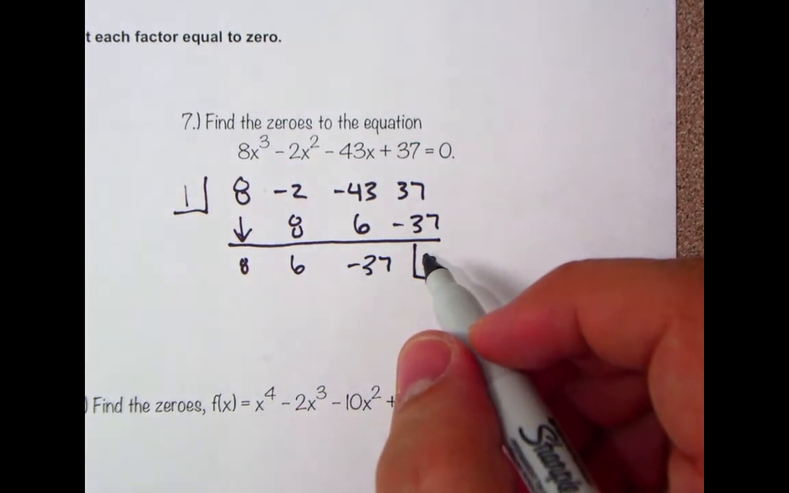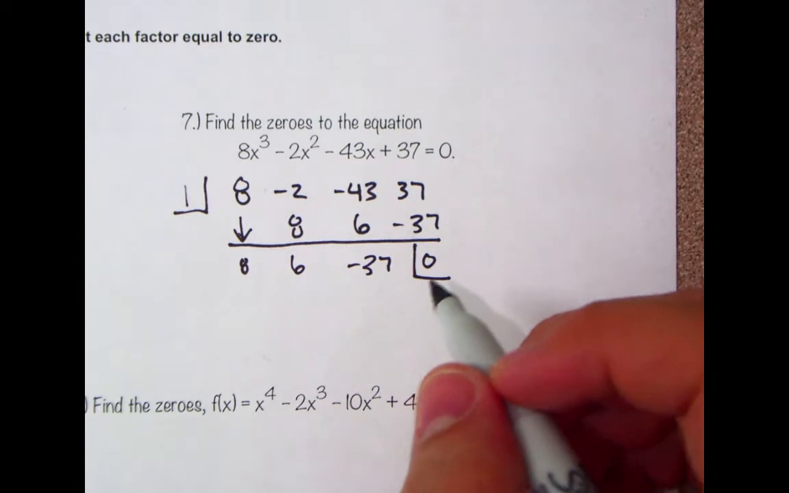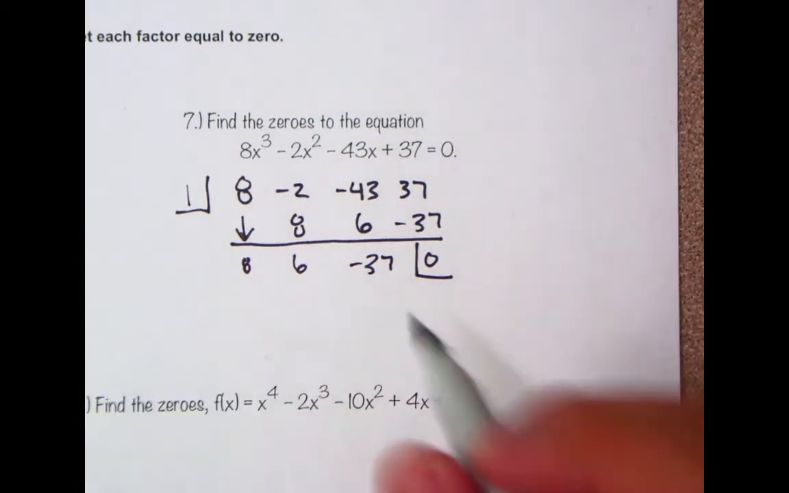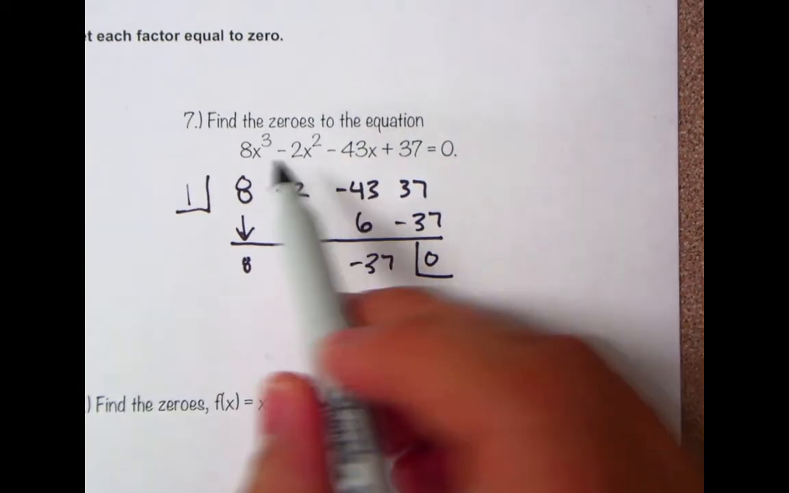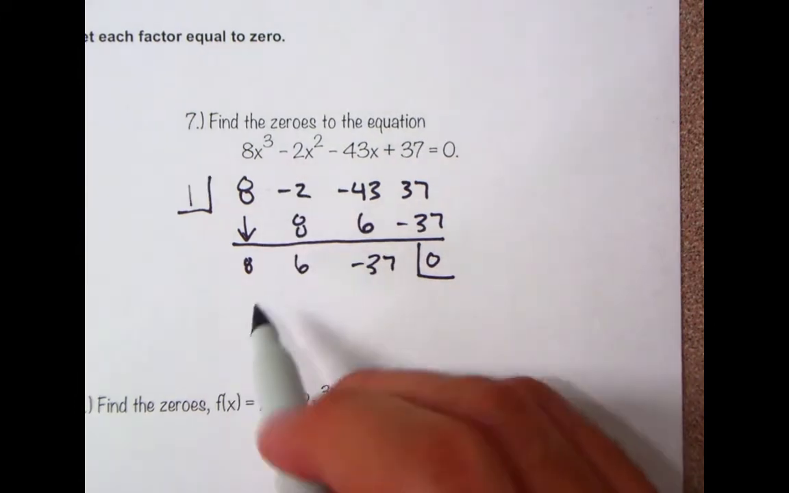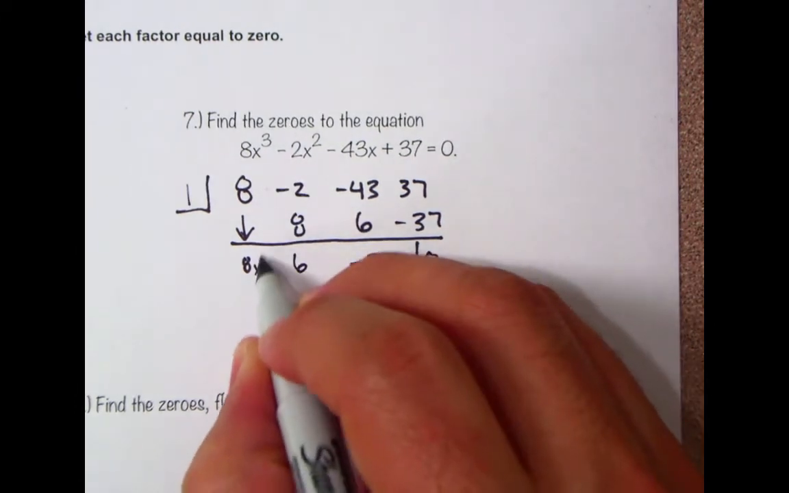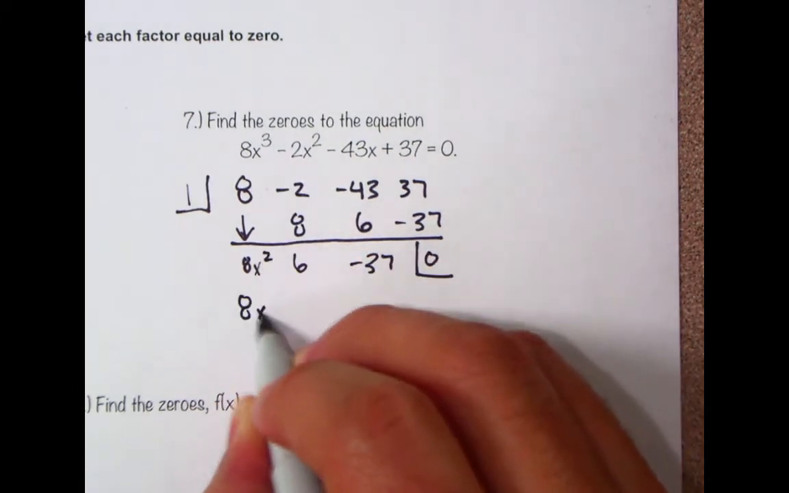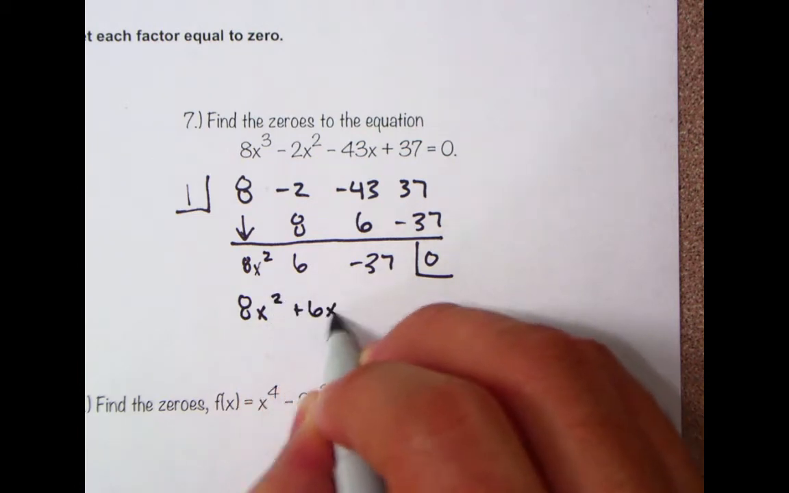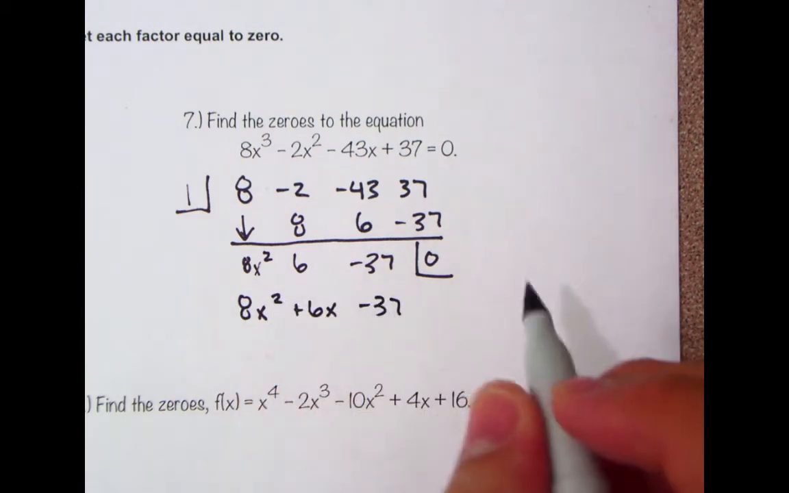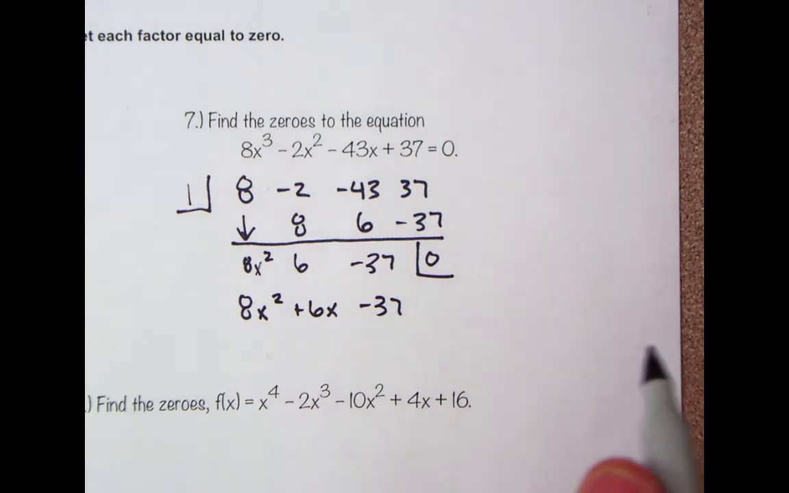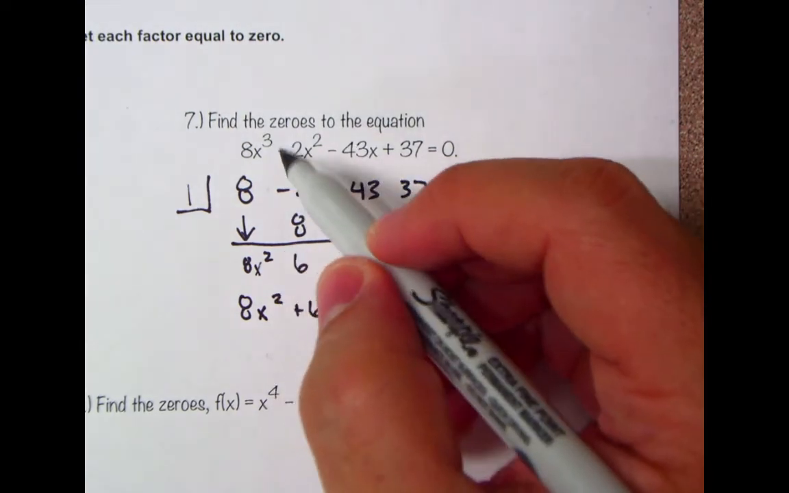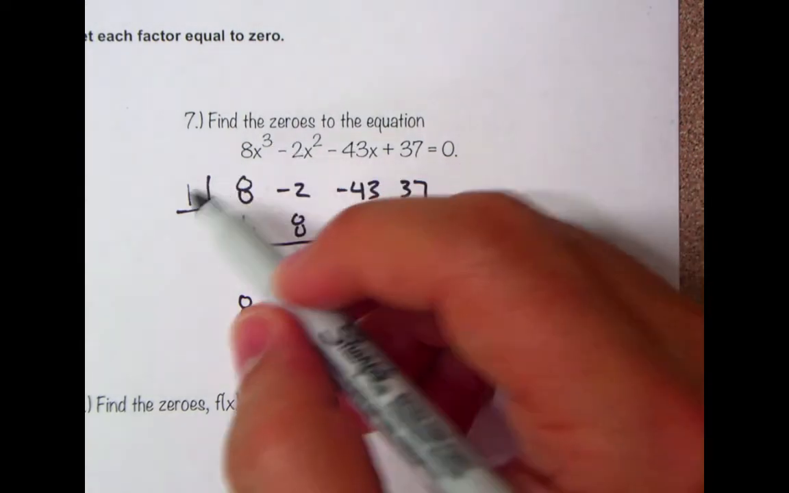Now here's the fun part. What happened is that this was an x to the third, so now this is an x squared. So now I have 8x squared plus 6x minus 37. So the question is, well, Mr. G, I know that I'm supposed to have 3 solutions, but I only have 1.